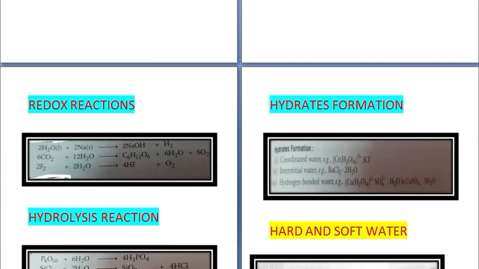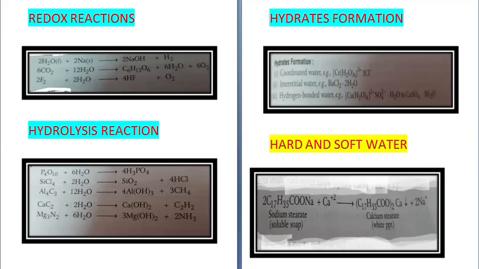Ampho means both. Now next property is redox reactions. So it shows reactions like when water reacts with sodium, 2H2O plus 2Na gives you 2NaOH plus H2. Similarly with carbon dioxide, this reaction you studied in the process of photosynthesis: 6CO2 plus 12H2O gives you C6H12O6 glucose plus 6H2O plus 6O2. With fluorine, 2F2 plus 2H2O gives you 4HF plus O2. So all these are redox reactions.